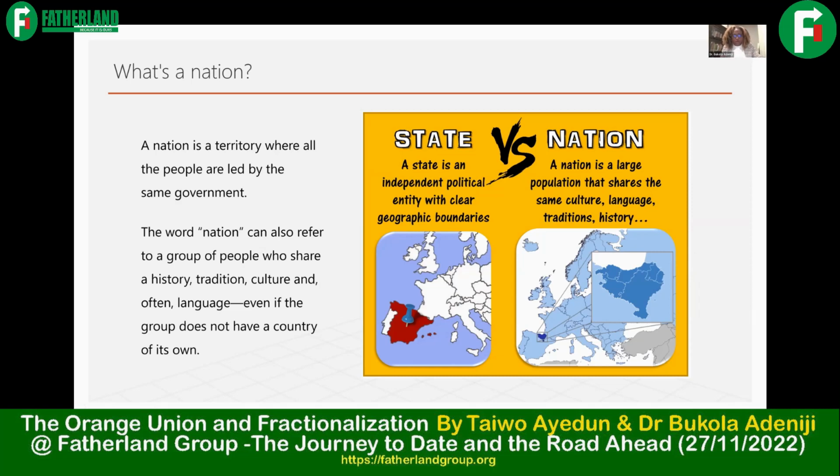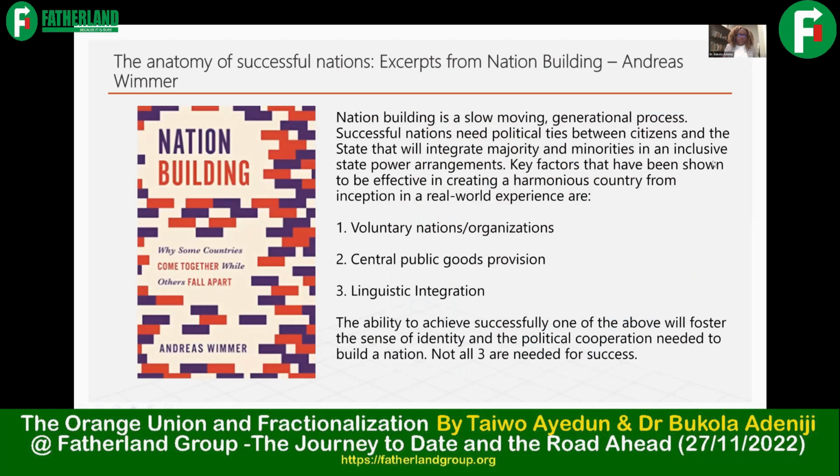So I'm going to go on now to the next slide that talks about what should be in a nation for it to be successful, the anatomy of a nation. We look at the book Nation Building by Andreas Wimmer, and three essential things were mentioned there. This is based on what has been found in nations that have been successful. So we talk about voluntary organizations, and Switzerland, which one of our speakers already talked about today, was actually a model for that. Another characteristic of a successful nation is central public good provision. And the third one is linguistic integration.